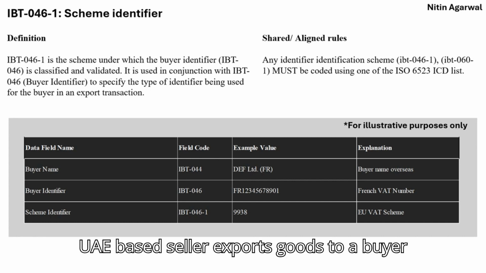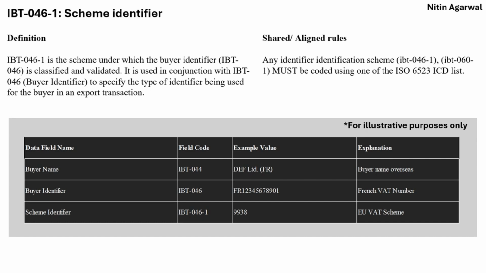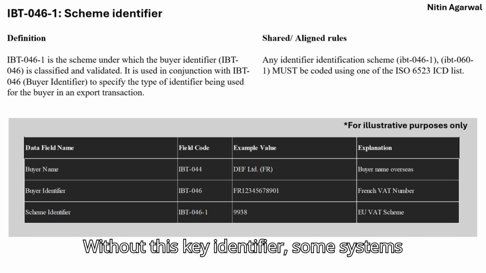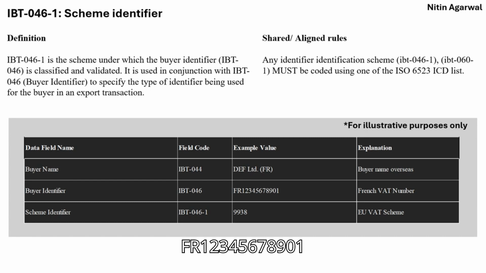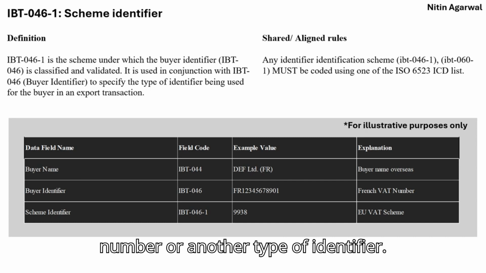For example, a UAE-based seller exports goods to a buyer in France. The buyer's identifier is the EU VAT number. IBT 0461, scheme identifier 9938, explicitly states that IBT 046 refers to an EU VAT number. Without the scheme identifier, some systems might not recognize whether FR 1234567891 is a VAT number, a business registration number, or another type of identifier.